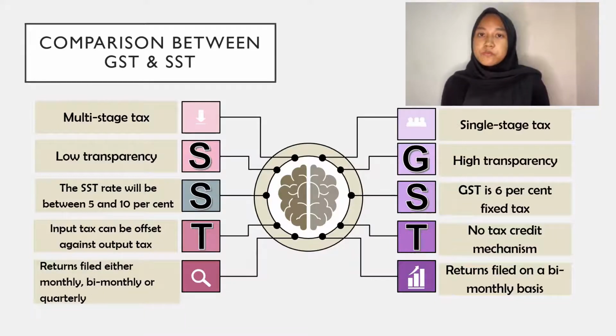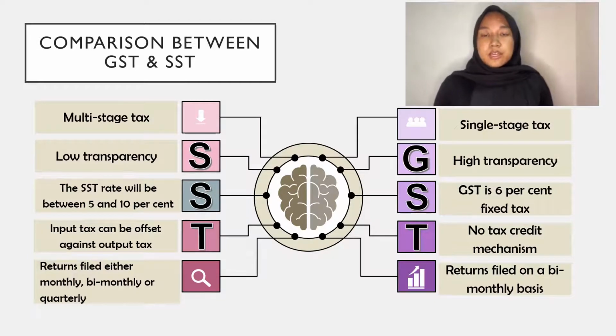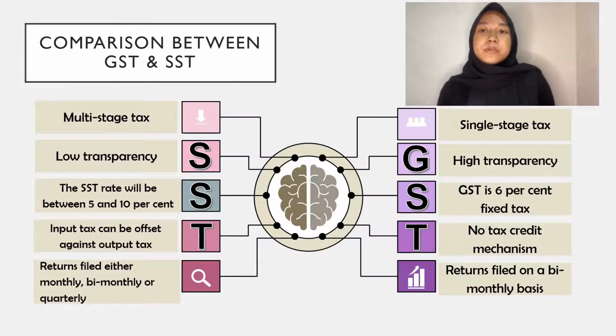Next, for SST, input tax can be offset against output tax, but for GST, there is no tax credit mechanism. So, last but not least, for SST, they can file returns monthly or quarterly, and for GST, it is return filing on a monthly basis.